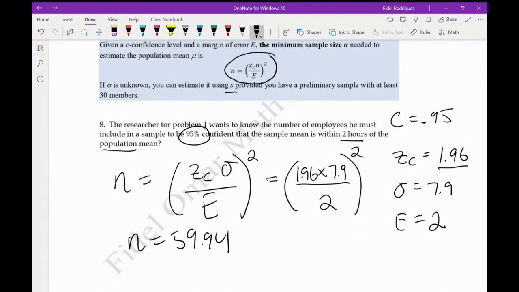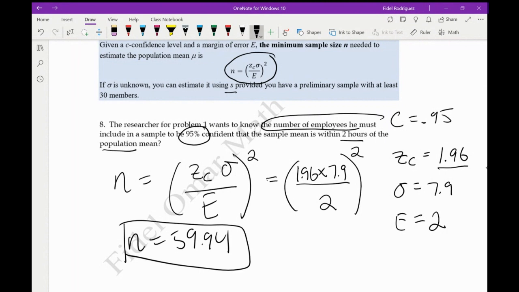Now, I want you to realize what the N stands for. The N stands for the number of employees. Well, we can't ask 59.94 employees, so we're going to have to ask 60. And that would be my final answer.